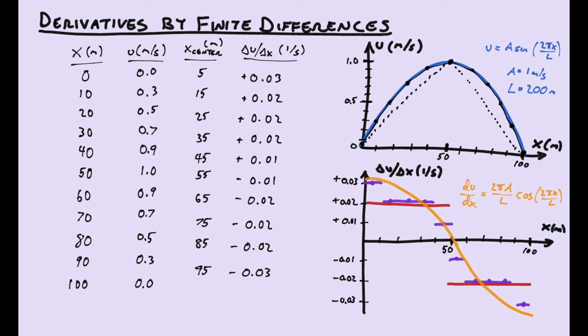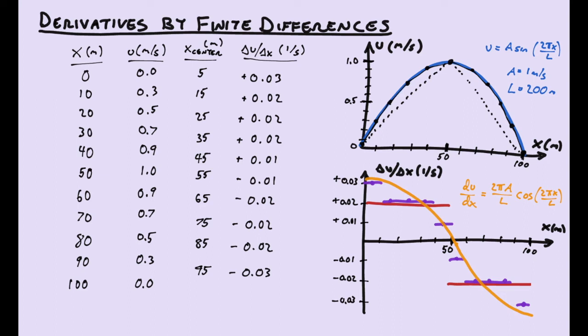In this example, I actually know the analytical functions for both the original u curve and its derivative. So the original u curve is a sine curve with amplitude A, in this case 1 meter per second, and inside the sine, the argument is 2 pi x divided by L, where L is the wavelength, and in this case it's 200 meters. So we're really only seeing half of the waveform here.